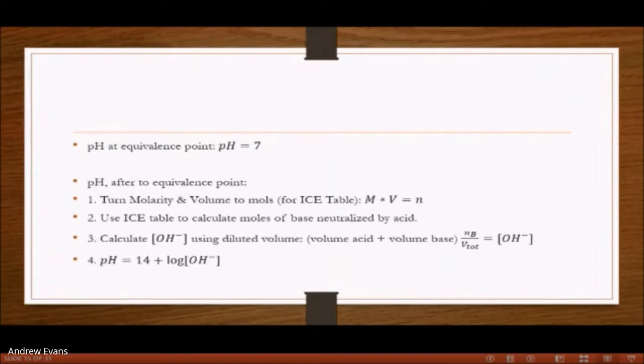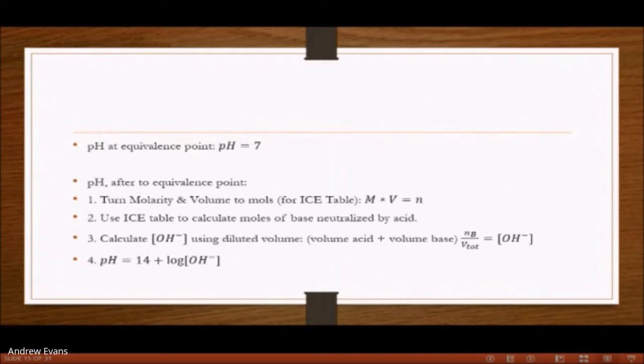The brilliant part is at equivalence point, pH is just 7. For a strong acid, strong base, pH is just 7. If you did step 1 and step 2, step 1 was we turn molarity into moles. Step 2 is you use the ICE table to cancel out.